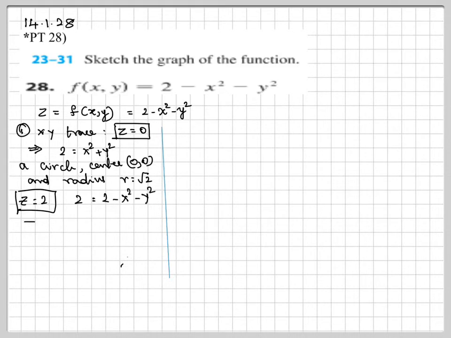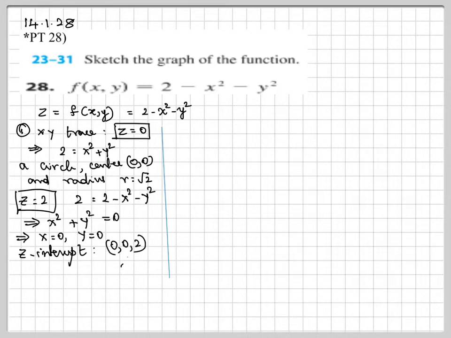So the equation becomes 2 minus x squared minus y squared equal to 2. So x squared plus y squared equal to 0. That means this is possible only when x equal to 0 and y equal to 0. This also tells us the point 0, 0, 2 lies on the graph, or the z-intercept of the surface is 0, 0, 2. So that is going to be a point on the graph.